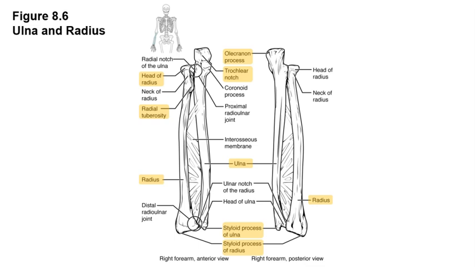The ulna possesses the olecranon process, which we can palpate, or feel through the skin, as the bony structure of the elbow. The indentation that's located on the anterior side, which is called the trochlear notch, forms the hinge-like joint with the trochlea of the humerus. So the radius and the ulna together form various parts of the elbow joint. The ulna also possesses a styloid process at its distal end to function as a site of ligament attachment and support for the wrist.